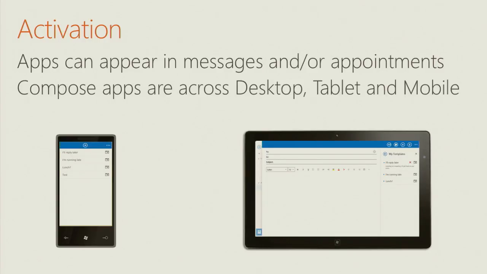But then the second part is that apps can also appear now in read or compose. So you can have the same exact app appear in a message while you're reading a message or writing a message. And compose apps, again, are across desktop, tablet, and mobile. What's the power? Why would I want my compose app to appear in either a message that I'm reading and later one that I'm composing? Well, I can also demonstrate that via a quick demo. And this is an app that we built internally.